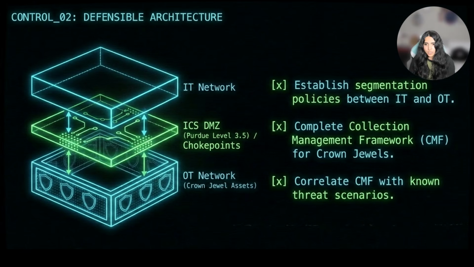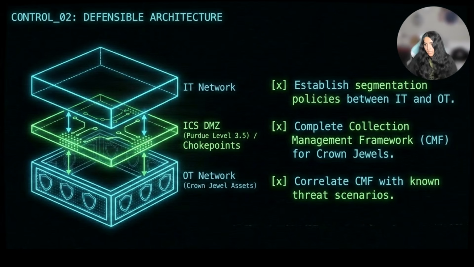The first thing that you might want to do is establish segmentation policies between IT and OT. The other thing is complete collection management framework for crown jewels. And for those of you who don't know what collection management framework is, it is a structured inventory of all data sources available within a network, which documents exactly what data is being logged, where the data is stored, how long it is retained, and who's responsible for managing it.